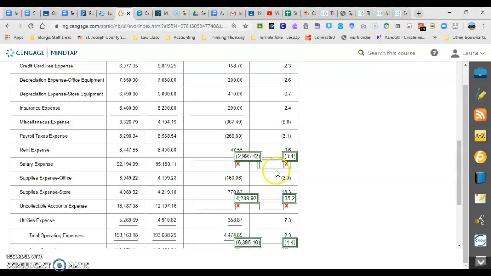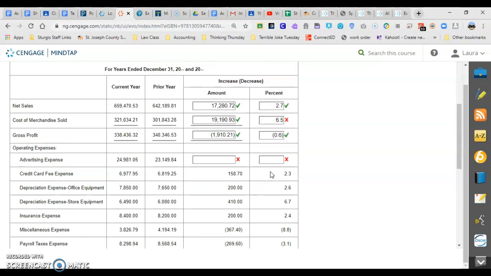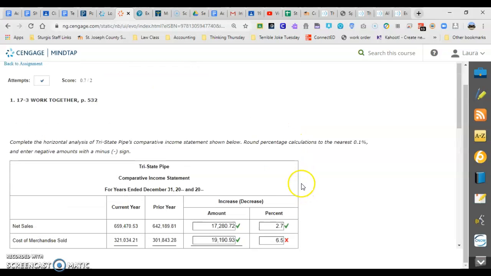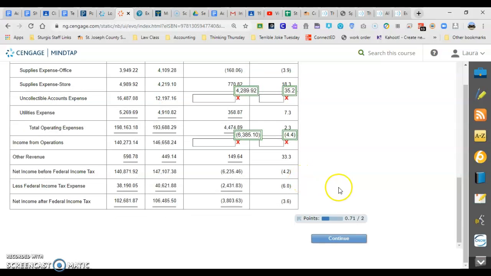Salary expense went down, so that's good. The salaries went down. Advertising expense went up almost 8%, but their sales did go up, but maybe the cost of advertising is not going to benefit the sales enough to help you out. So, your gross profit went down by 0.6%. So really, this gives you more information about a company and helps make management decisions.